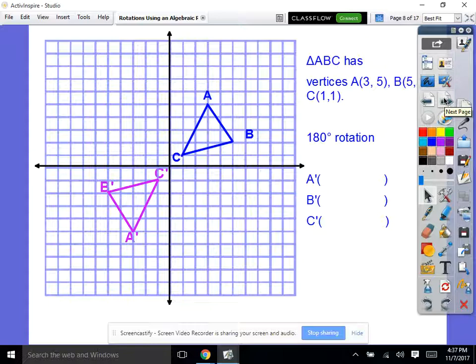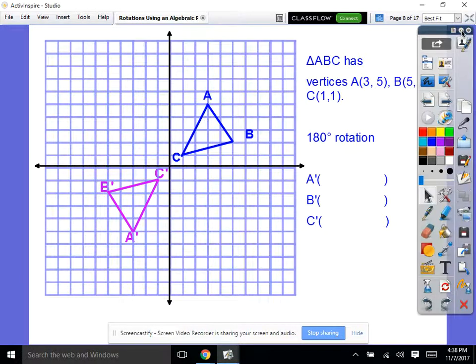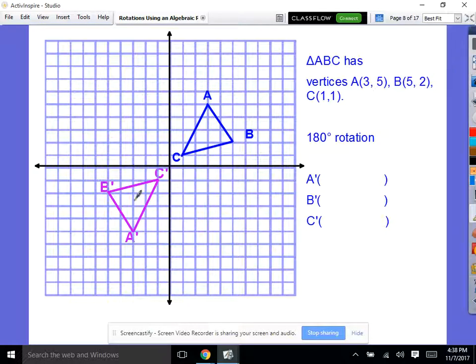All right. 180-degree rotation, triangle ABC has vertices 3, 5, 5, 2, and 1, 1. After a 180-degree rotation, you can see it over in quadrant 3. So let's list those coordinates. A would be negative 3, negative 5. B is negative 5, negative 2. And C is negative 1, negative 1.